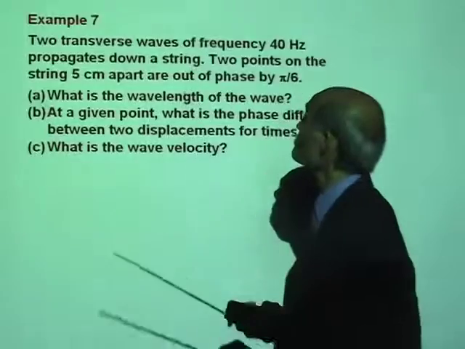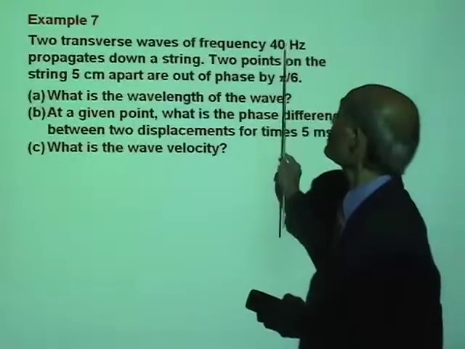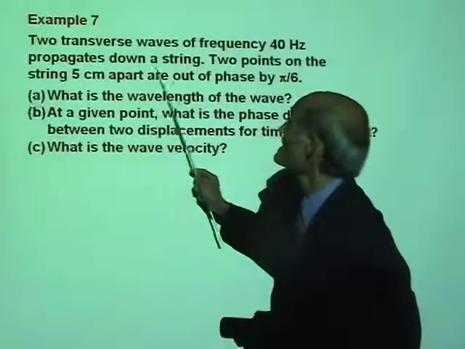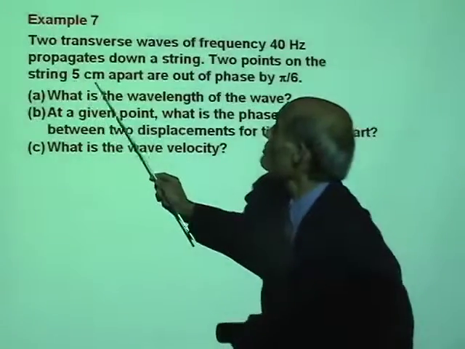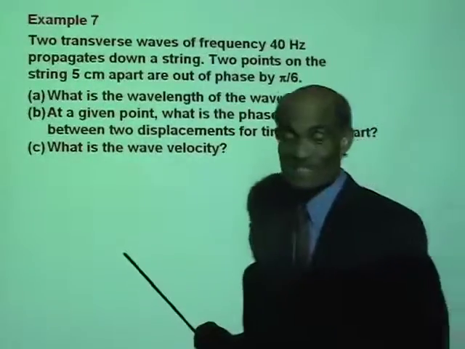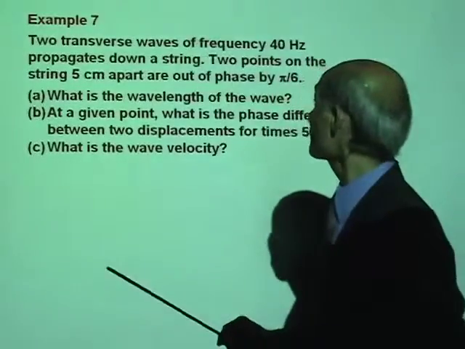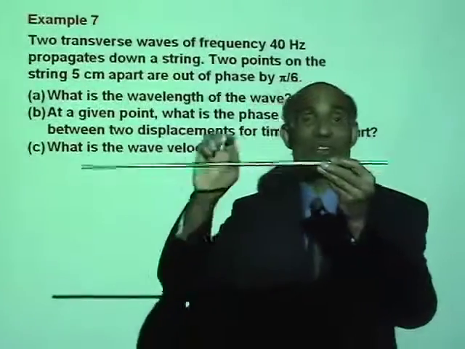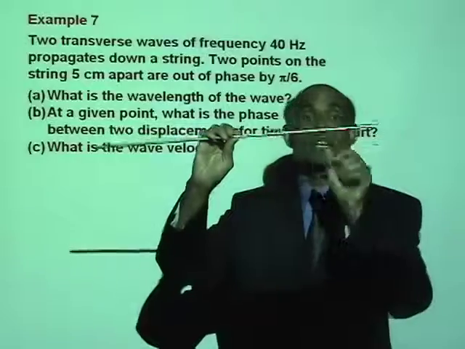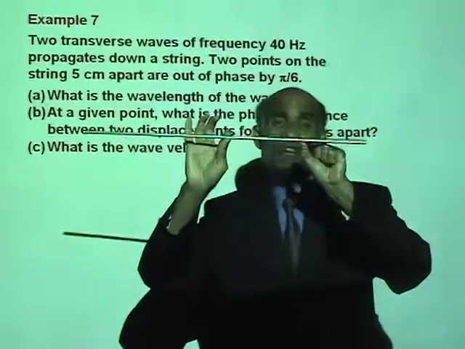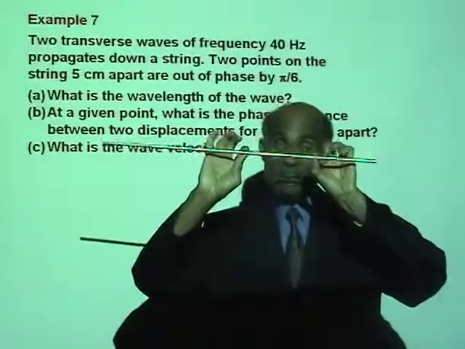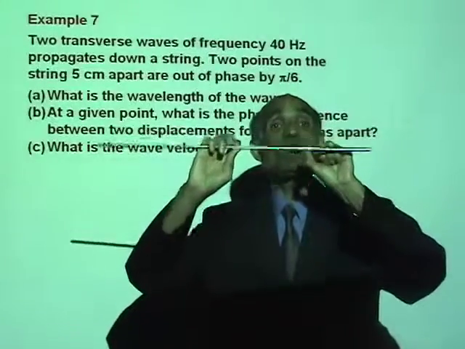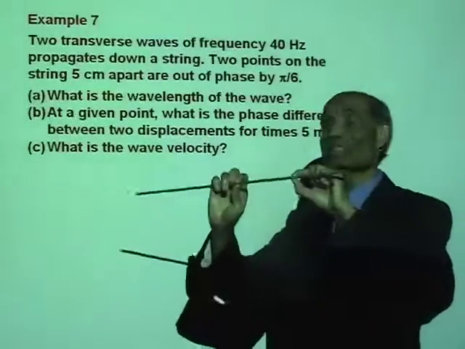Two transverse waves of frequency 40 Hz propagate down a string. Two points on the string 5 centimeters apart are out of phase by pi/6. If this is the string, two points on that string that are 5 centimeters apart have a phase difference of pi/6. What does that mean?